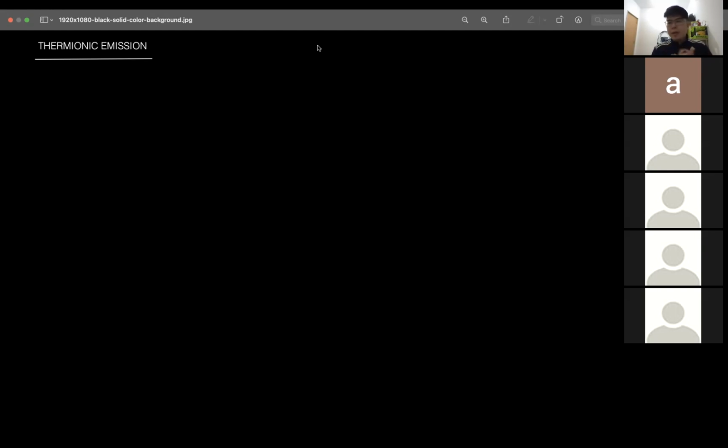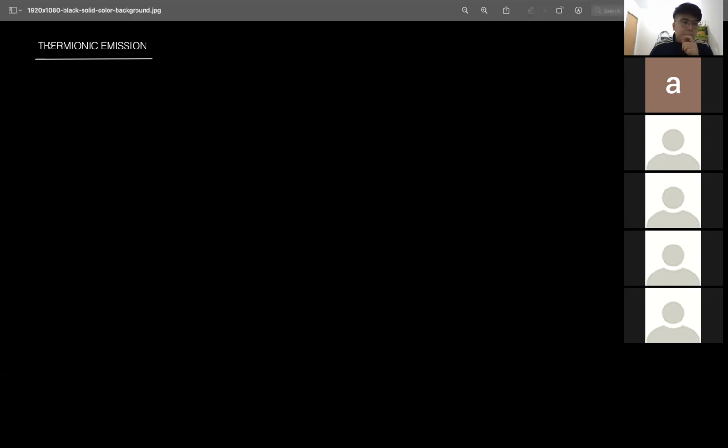Okay, let's start with thermionic emission. Now, what's thermionic emission? The word "thermion," what does that mean? Thermal. Thermal means heat, so something to do with heat. Ionic, that's ion, charged particles, especially electrons. So thermal, and then we have electrons. Emission means emitted by heat, heating up a material. Now, it must be a metal.